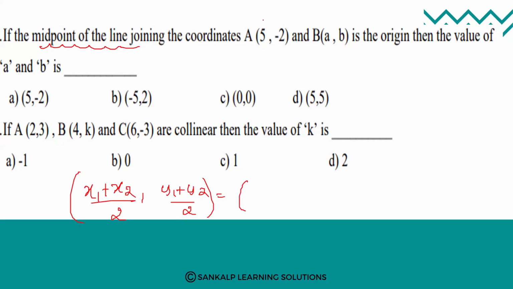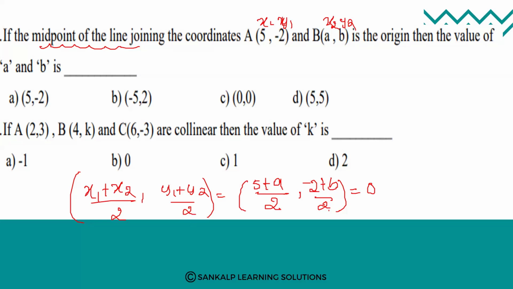x1 value is, so this is x1 y1, this is x2 y2, right? So x1 is 5 plus a divided by 2, and y1 is minus 2 plus b divided by 2, equal to 0. So this is the origin, then the value of a and b. It is the line joining the coordinates, and the midpoint is the origin, so we take it equal to 0. Now 5 plus a divided by 2, minus 2 plus b divided by 2 is equal to 0. That means this 0 belongs to both the values, right?